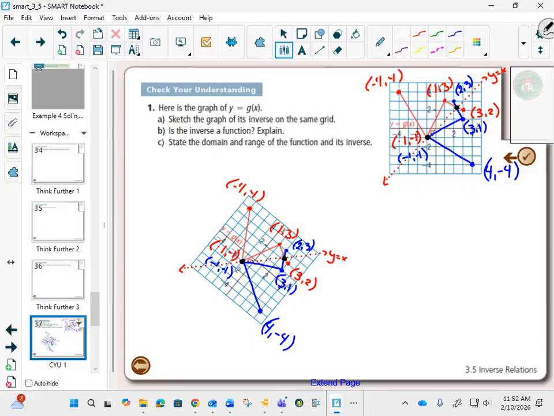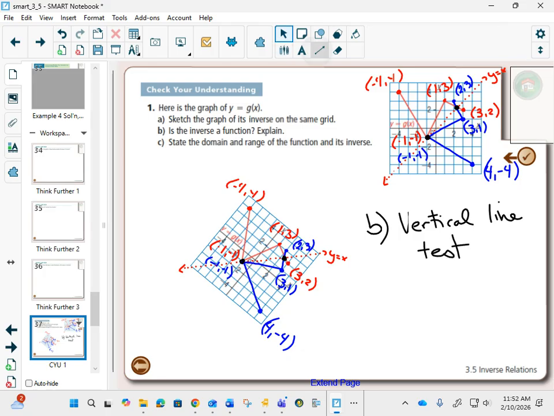Part B says, is the inverse a function? And this is something you've learned in previous years and most likely forgot, something called the vertical line test. The way the vertical line test works is you draw or imagine a vertical line. And if I take this vertical line and drag it across my red graph, do I ever hit the red graph more than once? No. There's never a place where I hit the red graph more than once.